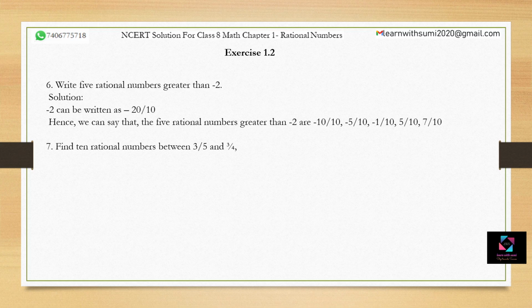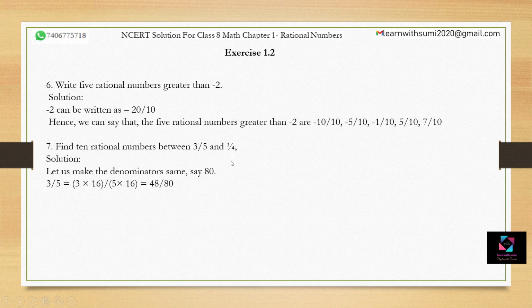As we did in the previous questions, that we multiplied and made the denominator same, we will follow the same thing here. So we are just going to make the denominator 80. We have to multiply the denominator 16 times in the first number. So if we multiply, we'll get 80 in the denominator, and of course we have to multiply the same number in the numerator also. Now we have 3 by 4. So we are going to multiply 20 times each, that is numerator and denominator. So we get 60 by 80.